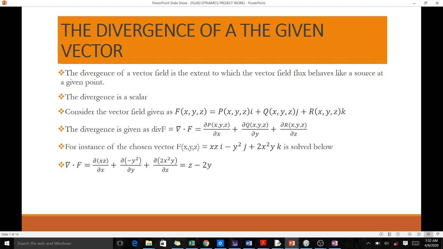And when you consider the vector field given as F of x, y, z equals P of x, y, z i plus Q of x, y, z j plus R of x, y, z k, then the divergence is given as div of F, which is equal to del dot F. So this is the dot product of del and F, and this will be equal to del P by del x plus del Q by del y plus del R by del z. So that's it with the formula for the divergence.